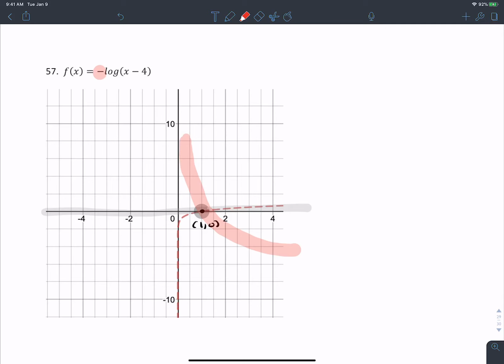Now, here's the thing. We're also going to, if you take a closer look, shift every point here to the right 4 units, because this is -4. So this reference point is now going to go to the right 4 units. So here's 1, 2, 3, 4 units. So that new point is now over there.